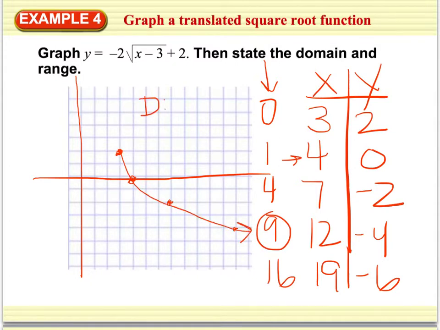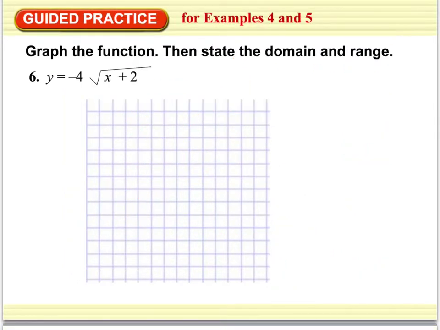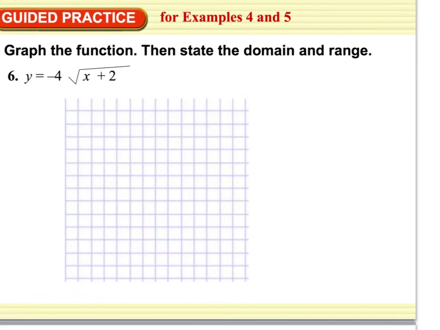Our domain, our x this time, starts at 3, and it goes to the right, so that's greater than or equal to. Our range starts at 2, and this time it goes down, so that's less than or equal to. Okay, you try to graph this one on your own. Let's see if you came up with the correct numbers for x.